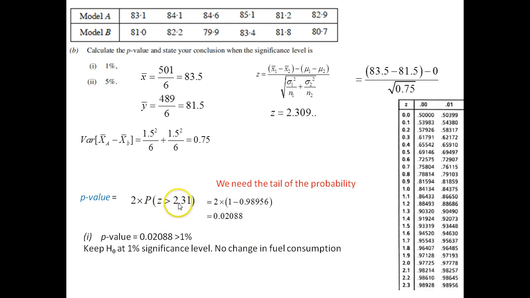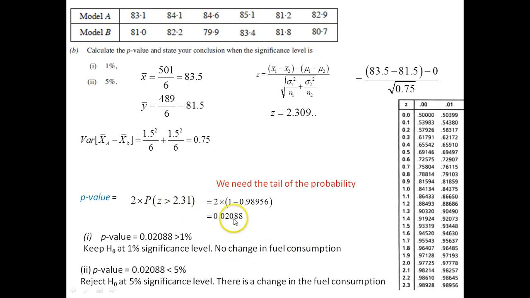But at the 5% level, this p-value is less than 5%, so we reject H0. At the 5% level, there is a change in the fuel consumption. So it makes a difference where you want to pitch your significance level.